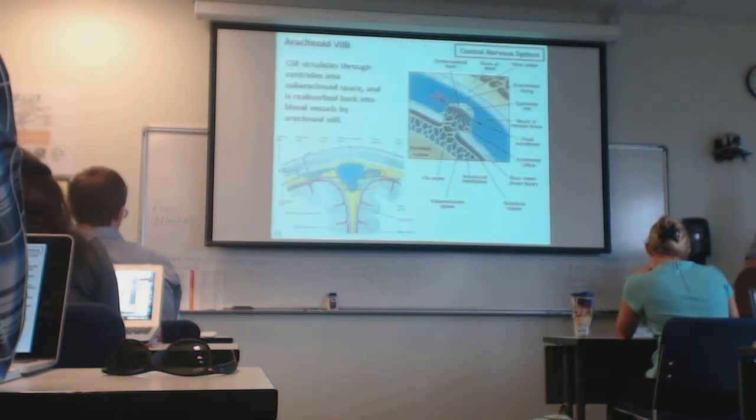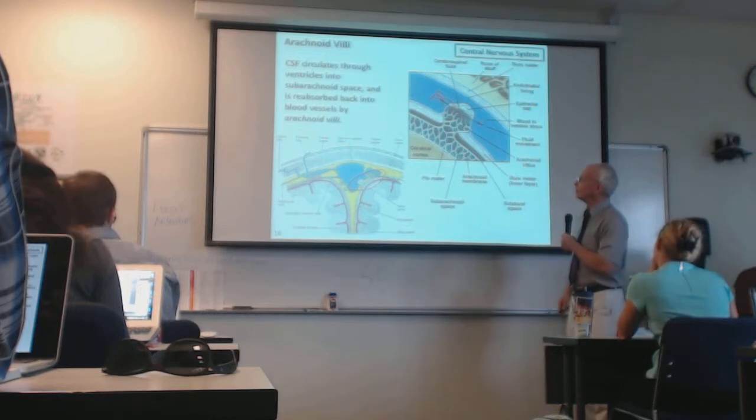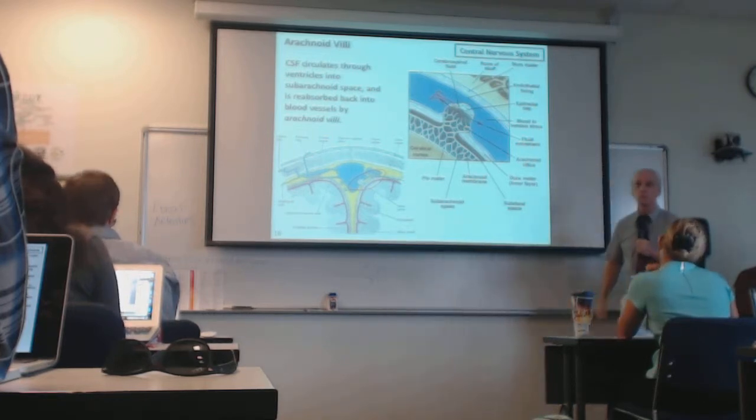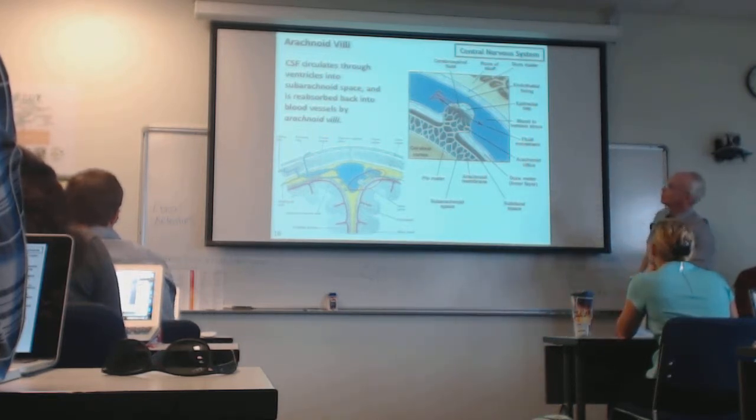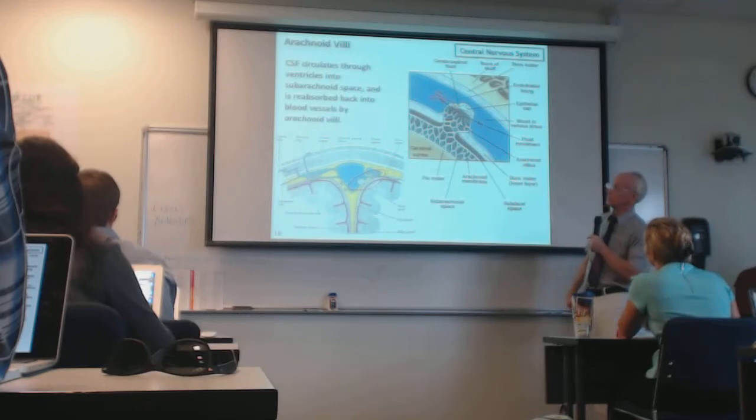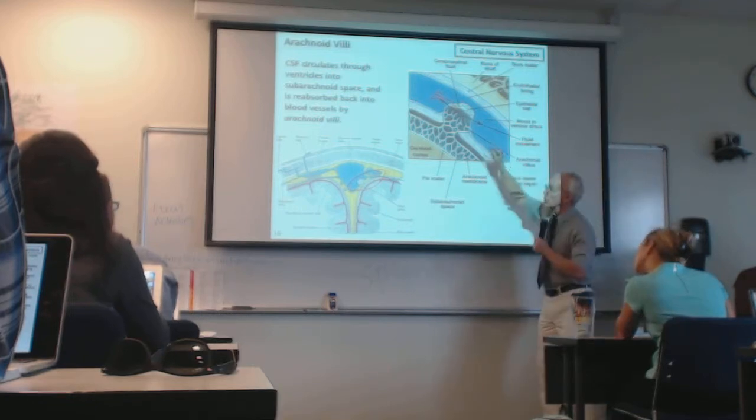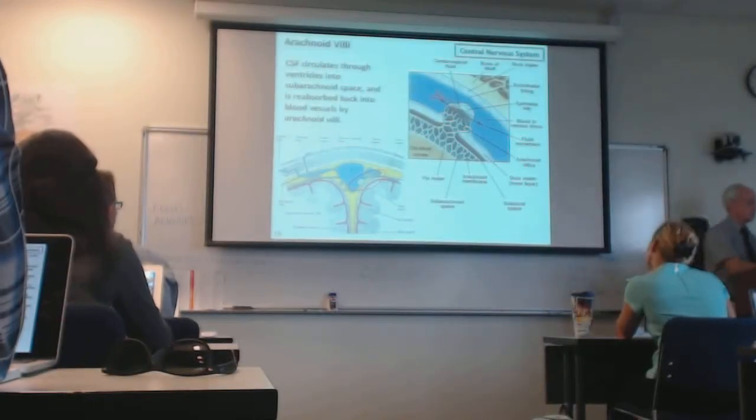So it's not absorbed through there, it's absorbed. When you say it, what do you mean? It says that the CSF is reabsorbed by the arachnoid villi. No, it says it's reabsorbed back into blood vessels. So where is it reabsorbed from? Yeah, you see the arrows here.